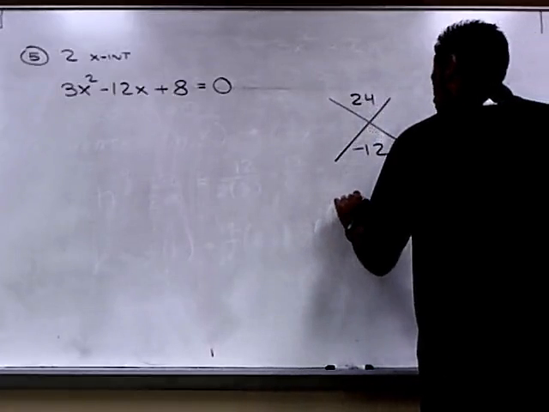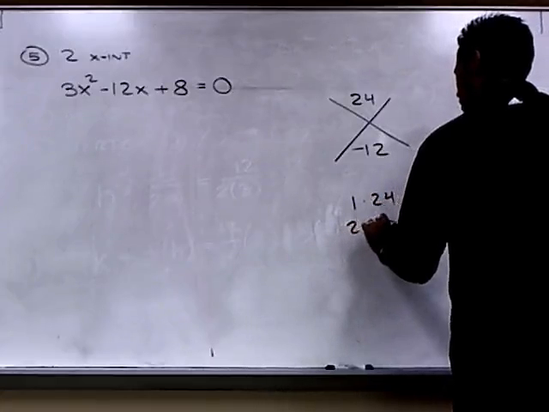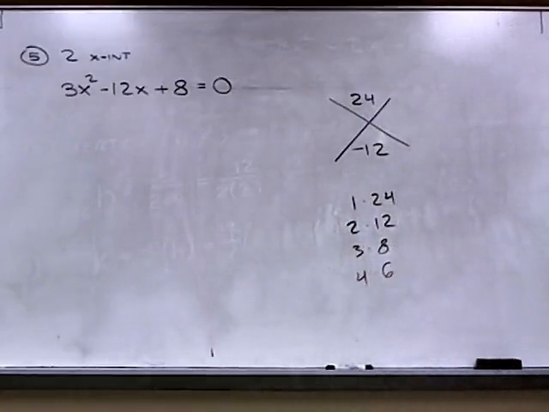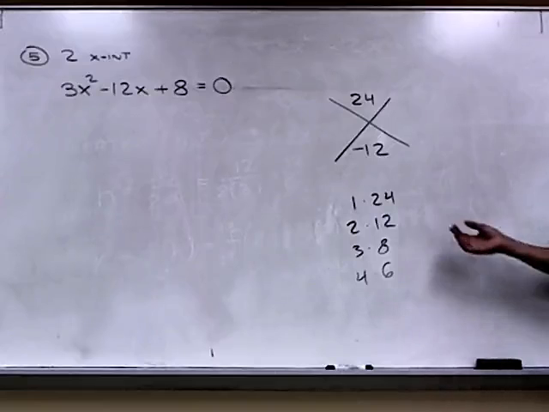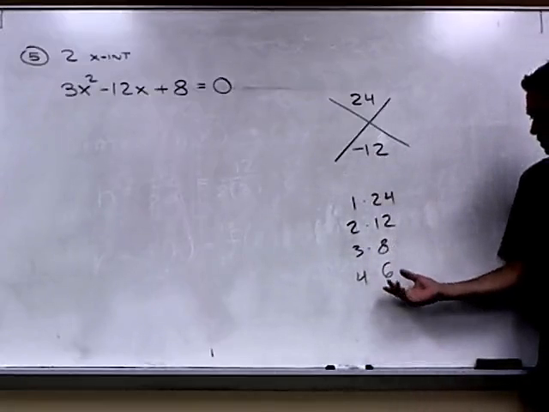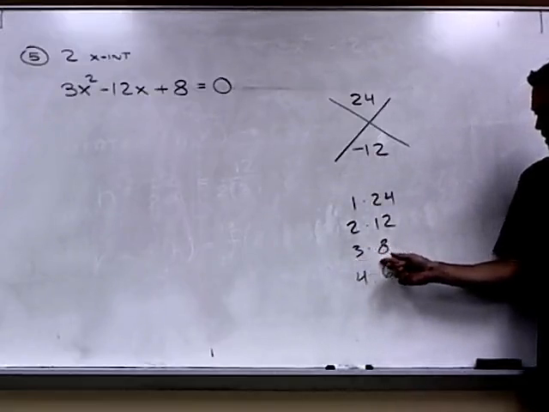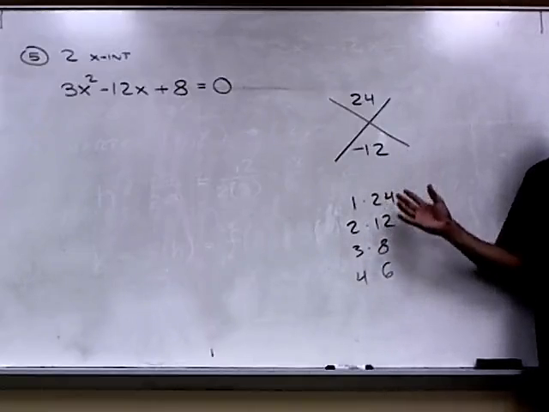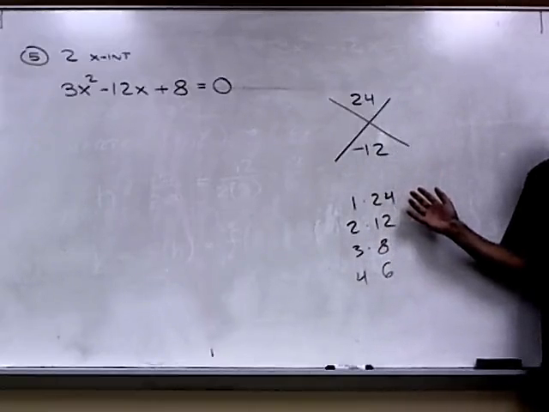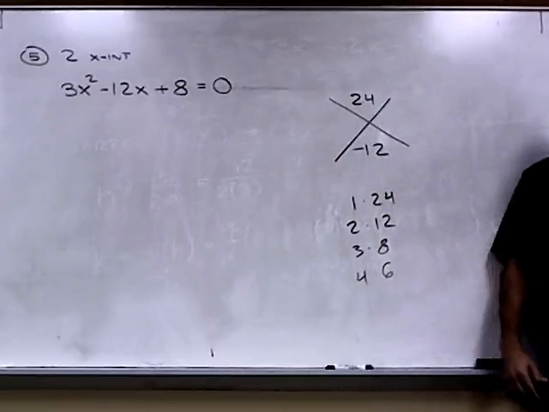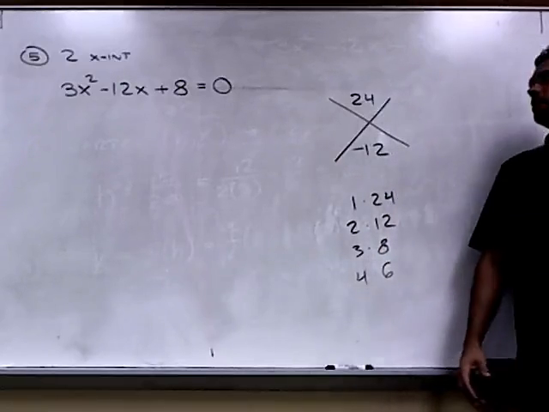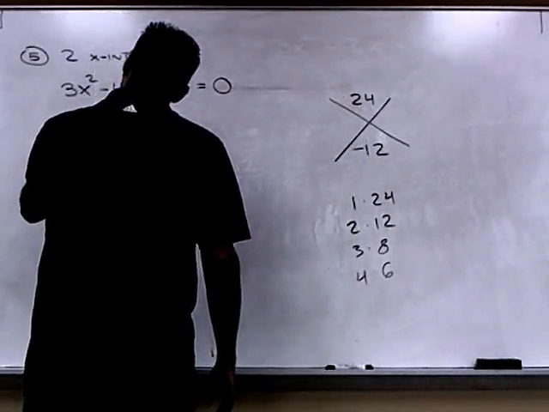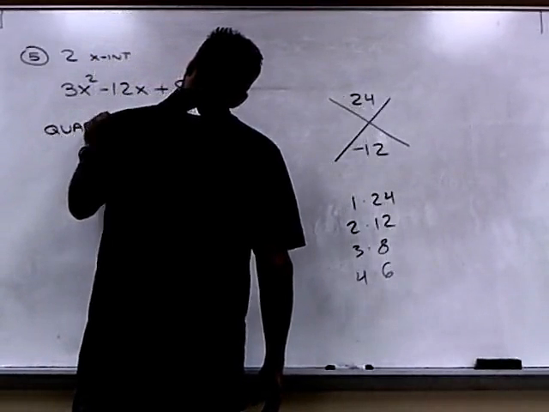So what are the factors of 24? There's 1 and 24, there's 2 and 12, there's 3 and 8, there's 4 and 6. That's it, right? Can I get any combination of these to get close to 12? Negative 3, that gives me 11, right? So I can't get it to negative 12. So this is not going to work. Okay, see that? You can try factoring, it's not going to work. So factoring fails. So I am going to employ the quadratic formula.